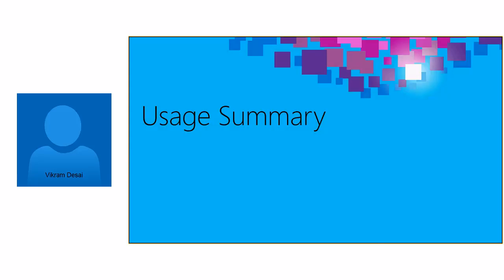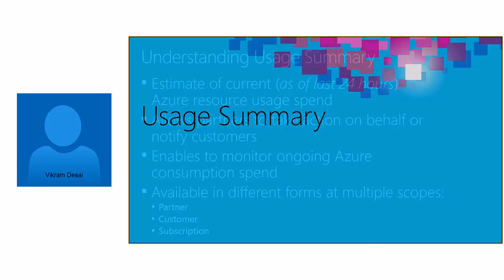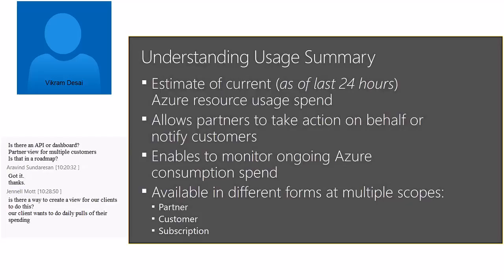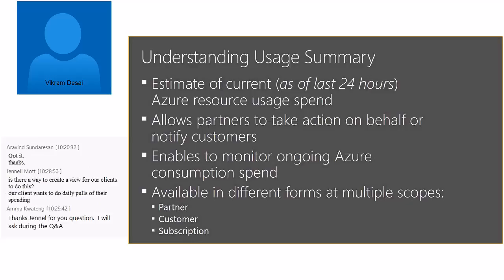Next one is the usage summary, how to actually get further details on any of 3 views: either as a partner for all my customers, the usage for a specific customer, or the usage of a specific subscription. All these usage summaries are provided with a latency of anywhere from 24 to 48 hours. And as soon as your billing cycle ends and the invoice is generated, this is reset to 0, and it again starts day by day.